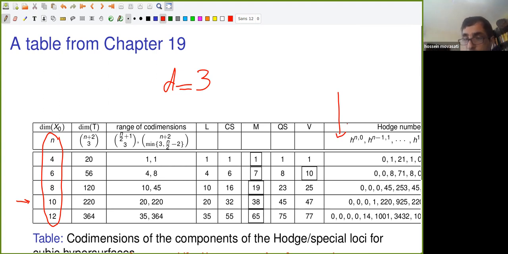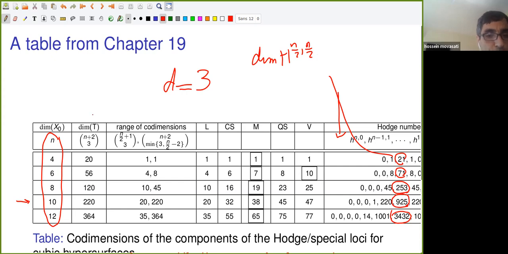So these numbers that you see are the dimensions of the middle cohomology. So this is the dimension of H n half. Okay, the dimension I have to reduce because of the action of the automorphism group of P n plus one. I could reduce, I will write a parameter space of hypersurfaces of less dimension than the full parameter space. So you can also forget this column. This is just the number of parameters that I took for my hypersurface.